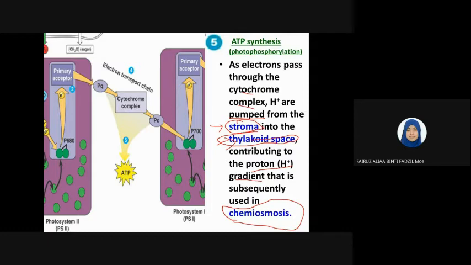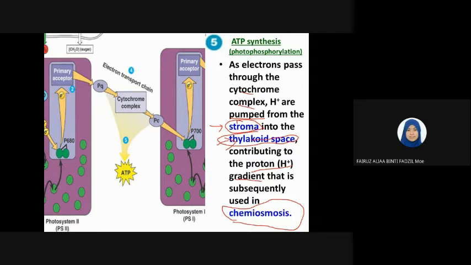So then chemiosmosis will occur. What is chemiosmosis? Remember, it is the flow of protons, isn't it? Chemiosmosis is the flow of protons from a higher concentration region to a lower concentration region. So this flow following its concentration gradient is passive transport.